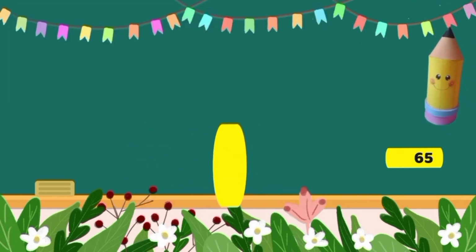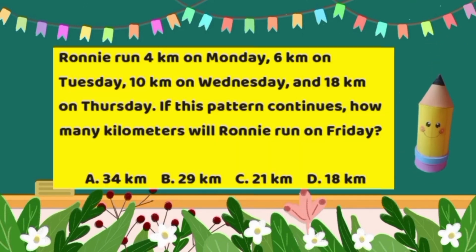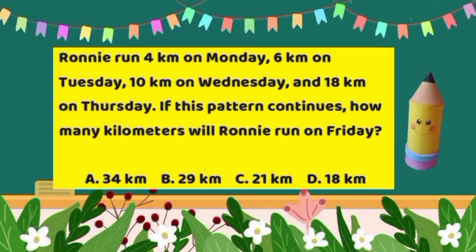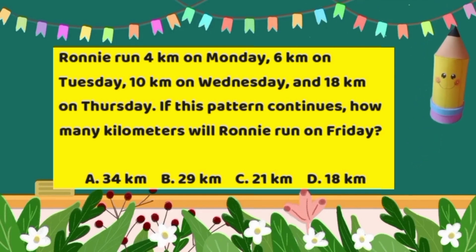For the second problem, we have: Ronnie ran 4 kilometers on Monday, 6 kilometers on Tuesday, 10 kilometers on Wednesday, and 18 kilometers on Thursday. If this pattern continues, how many kilometers will Ronnie run on Friday? A. 34 kilometers, B. 29 kilometers, C. 21 kilometers, D. 18 kilometers.